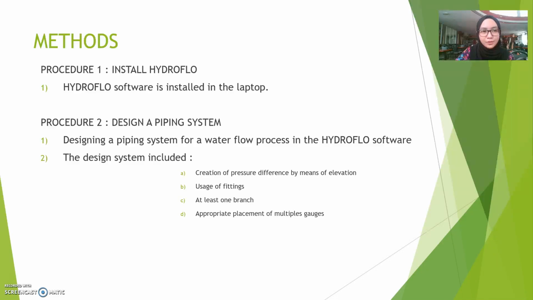For the first procedure, we install the Hydroflow software on the laptop. For designing a piping system, we design the piping system for a water flow process in the Hydroflow software. The design system includes four factors: creation of pressure difference by means of elevation, usage of fittings, at least one branch, and appropriate placement of multiple gauges.